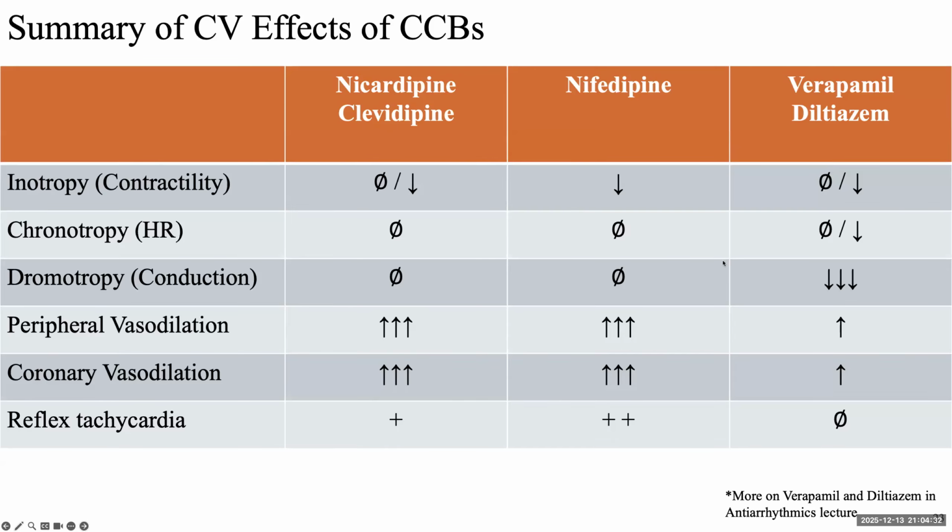Notice chronotropy, dromotropy, our dihydropyridines have no effect there. We do get profound peripheral vasodilation, profound coronary vasodilation. Reflex tachycardia, some with nicardipine and clevidipine, more with nifedipine, right? But again, our antiarrhythmic ones will get obviously a strong decrease in dromotropy. That's what we use them for, with minimal vasodilation, coronary dilation, right? So again, we'll go into those next lecture.